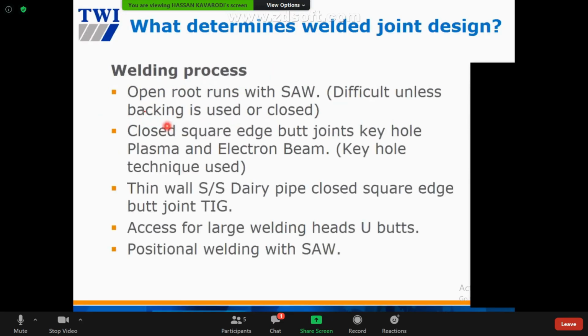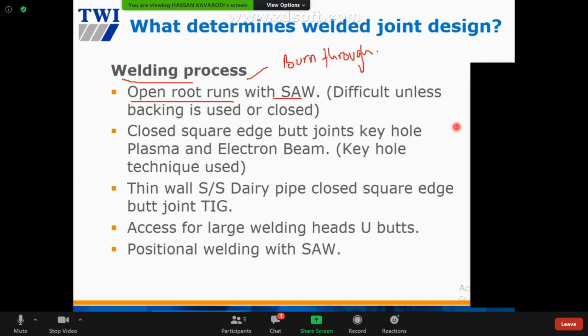All right, now in welding process, determine weld joint design. Normally in SAW, they do not allow any open root run. Why? Because with an open root run in SAW, we get burn through. It always burns through, all right? So that's why it's not allowed.